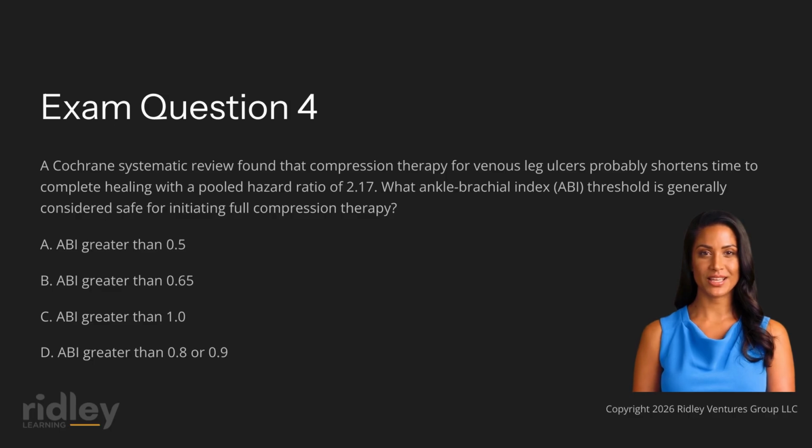An ABI above 0.8 to 0.9 indicates adequate arterial perfusion to safely tolerate full therapeutic compression, typically 30 to 40 millimeters of mercury at the ankle. When the ABI falls between 0.5 and 0.8, the patient may still benefit from compression, but it must be modified, usually reduced to lighter pressures and applied under close specialist supervision. Below 0.5, compression is generally contraindicated because the arterial supply is too compromised. The slight variation between the 0.8 and 0.9 thresholds reflects differences across clinical guidelines, but the key takeaway is that a thorough vascular assessment with ABI measurement is an essential safety step before starting any compression regimen.